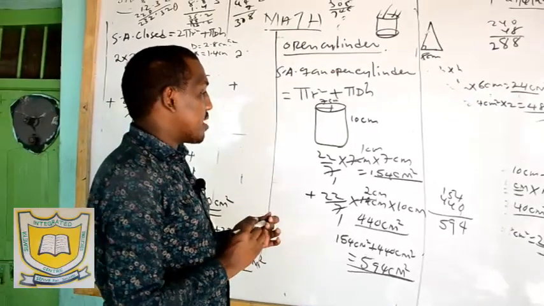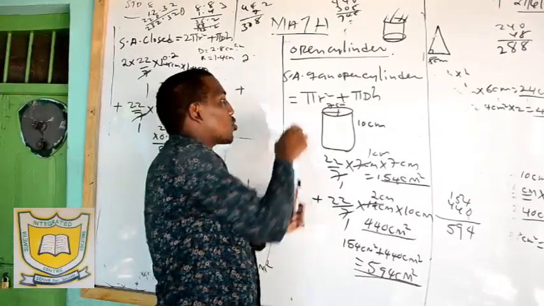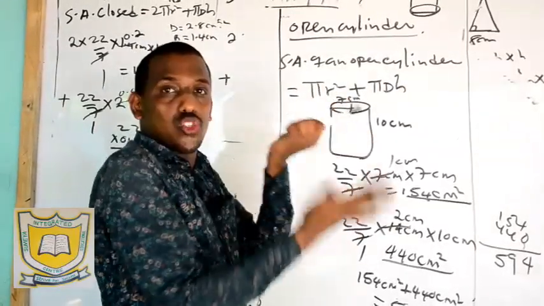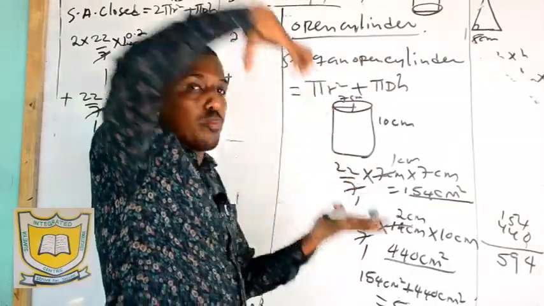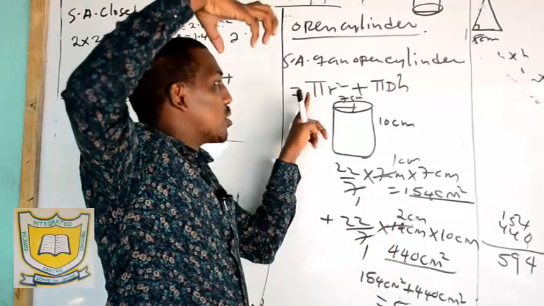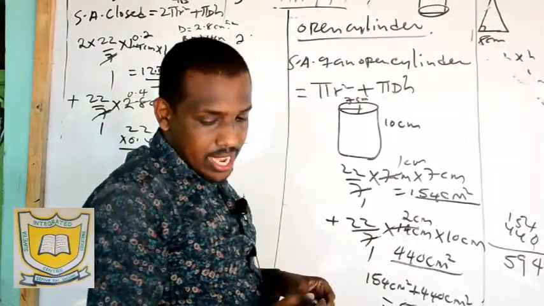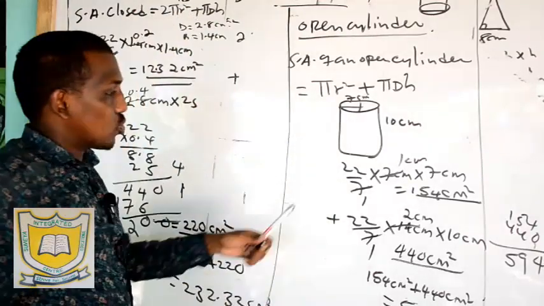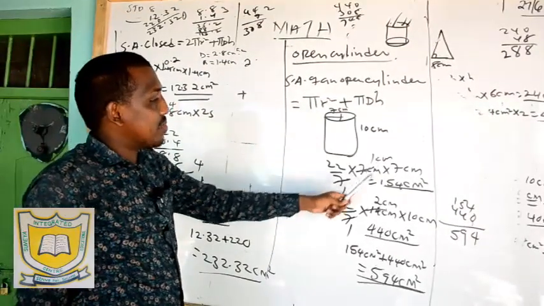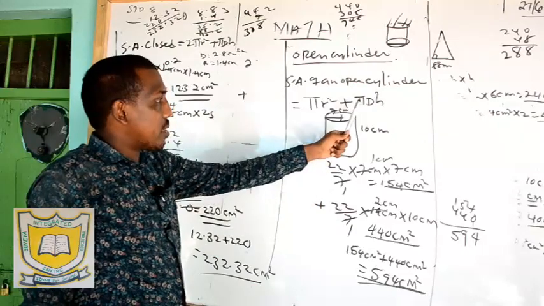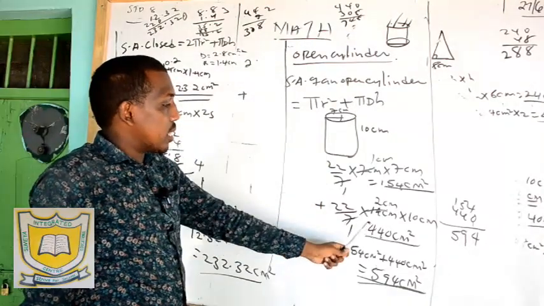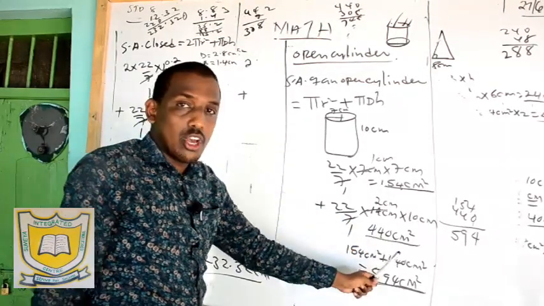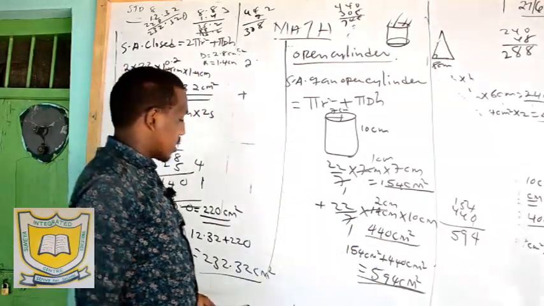So remember, the difference is the closed one has 2. It starts with 2πr², because the two ends are closed. But in this one, the top part is open, so we remove the 2. It is πr² plus πdh. So 22 over 7 times 7 times 7 is 154, plus πdh, 22 over 7 times 14 times 10, you get 22 times 2, 44, times 10, 440 centimeter squared. That is how we solve.